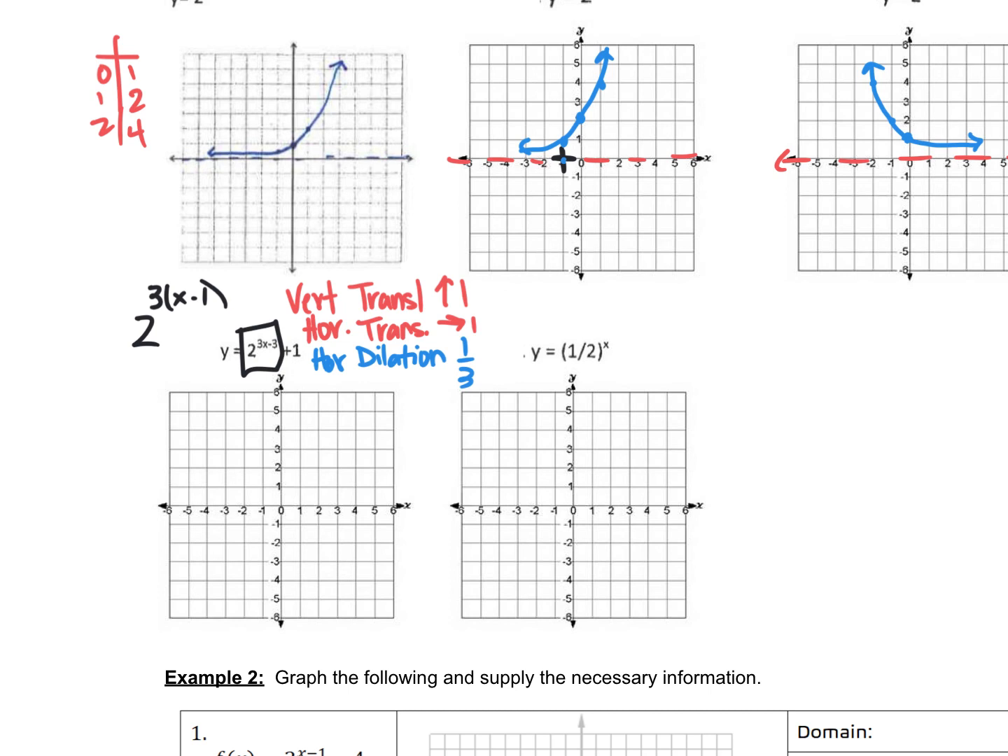Translation-wise, I want to go right 1. Vertically, I want to go up 1. I like to mark that just so that I can see my asymptote. I do that physical translation from the origin.